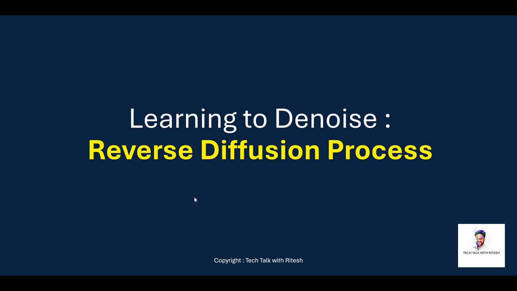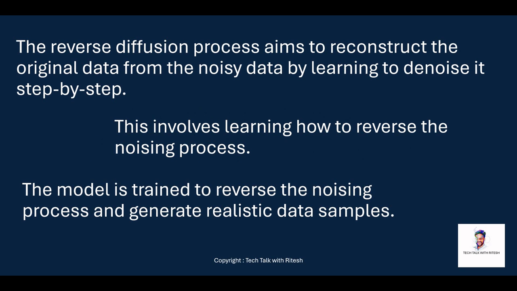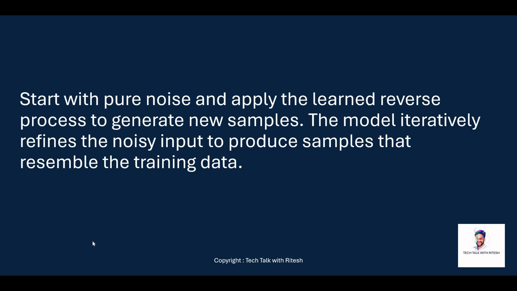Then learning to denoise, which is the reverse diffusion process. The reverse diffusion process aims to reconstruct the original data from the noisy data by learning to denoise it step by step. This involves learning how to reverse the noising process. The model is trained to reverse the noising process and generate realistic data samples. So first we add the noise until it becomes 100% noisy, and then we reverse it to reconstruct the original data. Okay, let's see the sampling process.